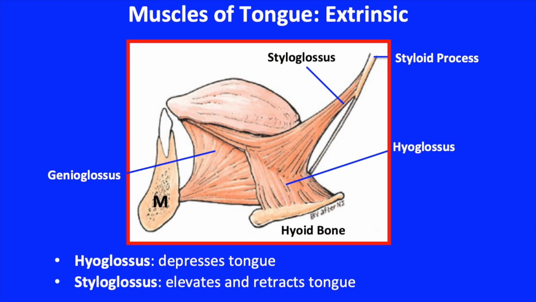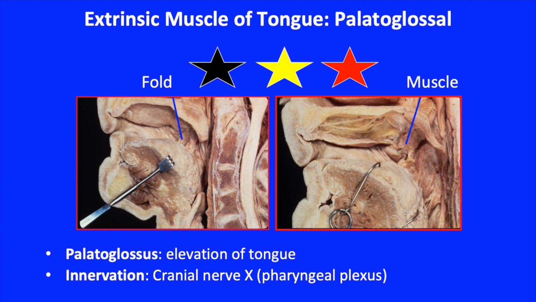Two other muscles that move the tongue, now shown on the slide, are the hyoglossus and the styloglossus. The hyoglossus depresses the tongue, whereas the styloglossus elevates and retracts the tongue. The last extrinsic muscle is the palatoglossus, which is just deep to the palatoglossal arch, the anterior arch of the tonsillar bed. I started here to highlight that this is the only muscle of the tongue not innervated by the hypoglossal nerve. The muscle is innervated by cranial nerve 10 and its contribution to the pharyngeal plexus.